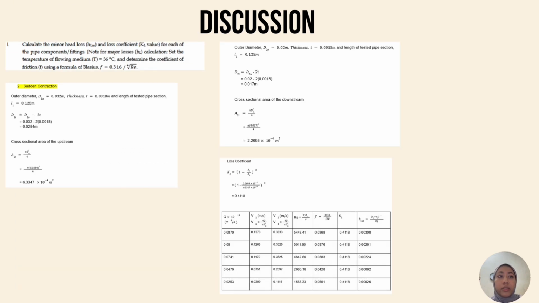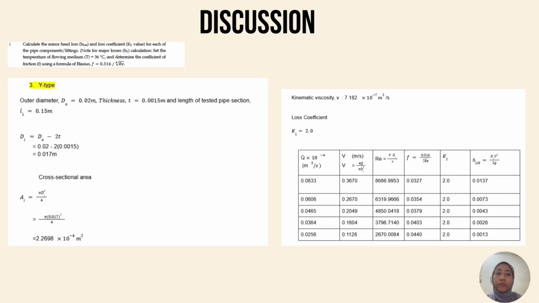And then for sudden contraction, D1I is 0.0284 meter and the cross-sectional area A1I is 6.3347 times 10 to the power of negative 4, and the diameter D2I is 0.017 meter and the cross-sectional area A2I is 2.2698 times 10 to the power of negative 4. Lastly, we will find the loss coefficient, which is 0.4118, and find the head loss for each of the flow rates.